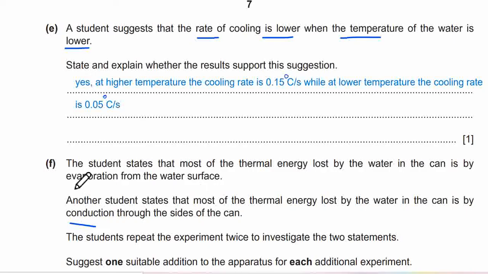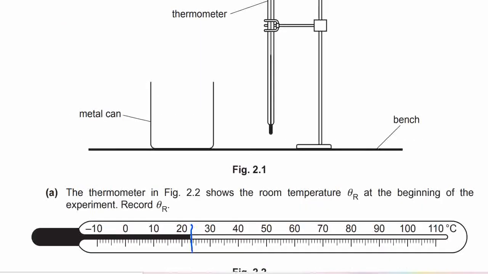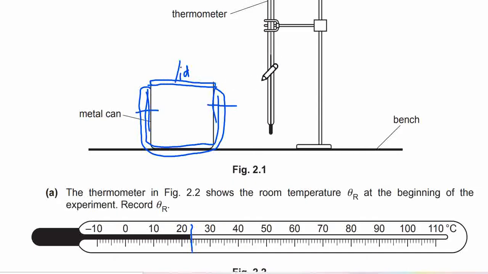So the first one is by evaporation. We have to conduct an experiment to check whether it is by evaporation, or second, by conduction through the sides of the can. For the evaporation, we can put a lid in here. So to check whether the heat loss is due to evaporation, when we put the lid, then the rate of heat loss due to evaporation from the surface can be checked or reduced. The second one, if it is from the sides of the can, the student can put an insulator, like a thick covering in here, to insulate the metal can to avoid it losing heat from the sides of the can. So let's type down our answer. We put insulator here.